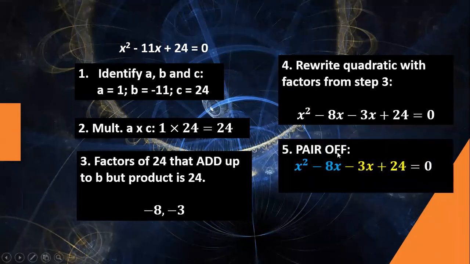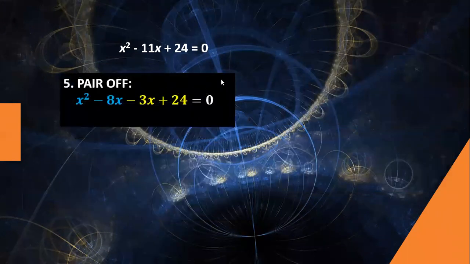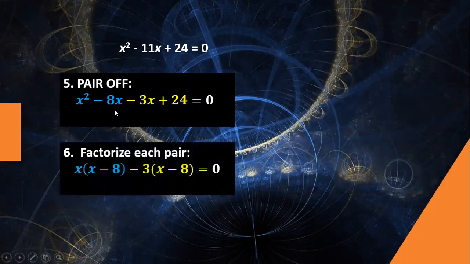Then we pair them off. I put them in different colors here, but in the exam, what you can do is pair them off in this manner, this way, and this way, so you can better focus on these two and these two. Let's go ahead to the next step, which is going to be step 6. We're going to factorize each pair.